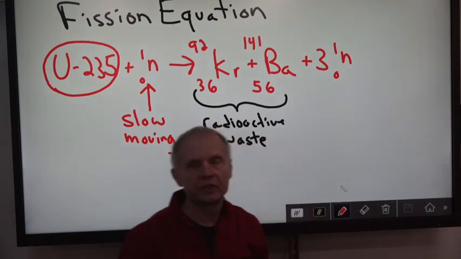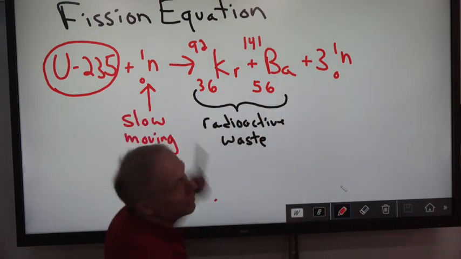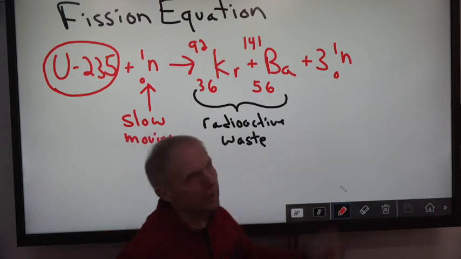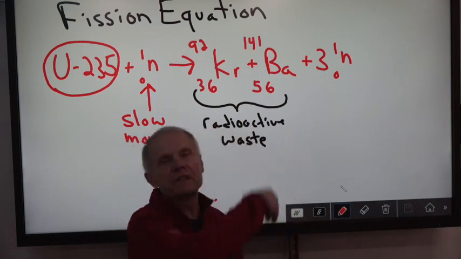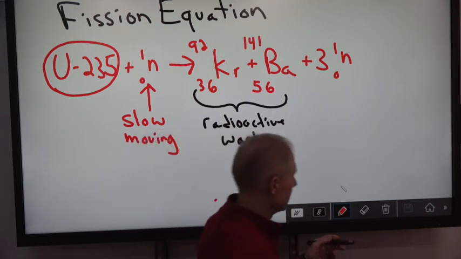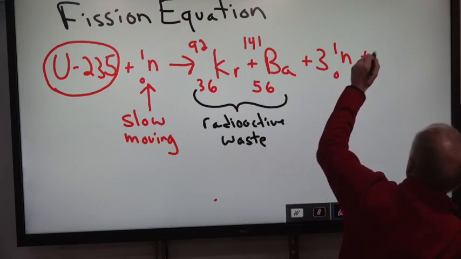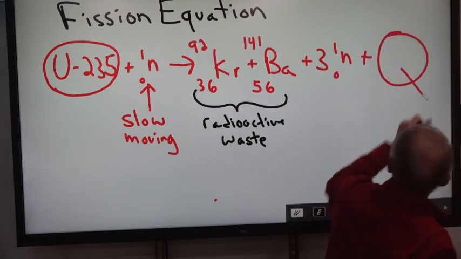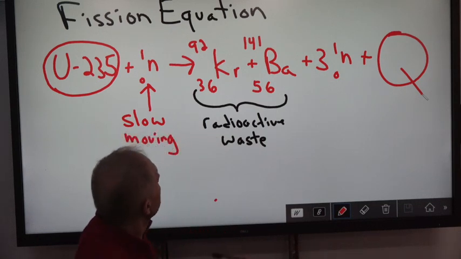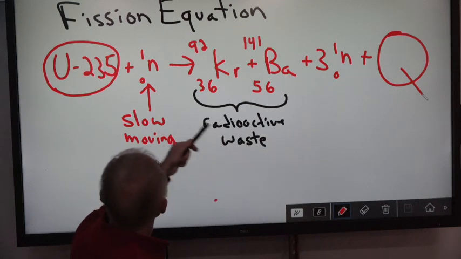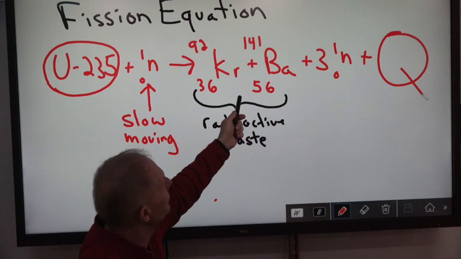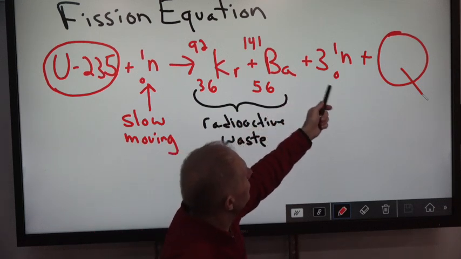Now, the things we're interested in: for every uranium-235 nucleus that's split up, we get 3 neutrons. Remember, they're wickedly fast. So we got to slow them down. And the other thing we get is Q. And remember, Q means energy. All right? So this is what we have. Uranium-235 hit by a slow-moving neutron. We get some bad stuff, radioactive waste, 3 fast-moving neutrons and energy.